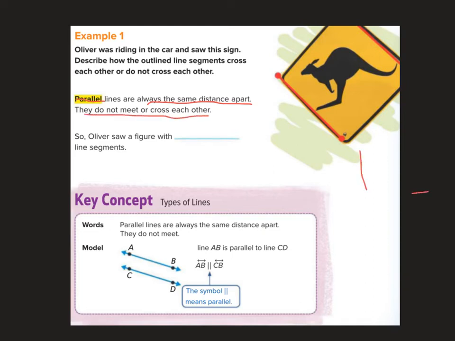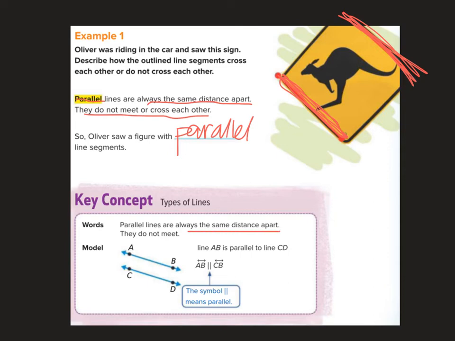And then we talk about lines like this. Well, these lines don't meet. But if we extended them on forever, they would, right? And these lines are not equal distant apart either. So Oliver saw a figure, if we're talking about this figure over here, because I didn't read the question. This figure right here, those lines are equidistant apart, so they are parallel. Okay, parallel lines are always the same distance apart.